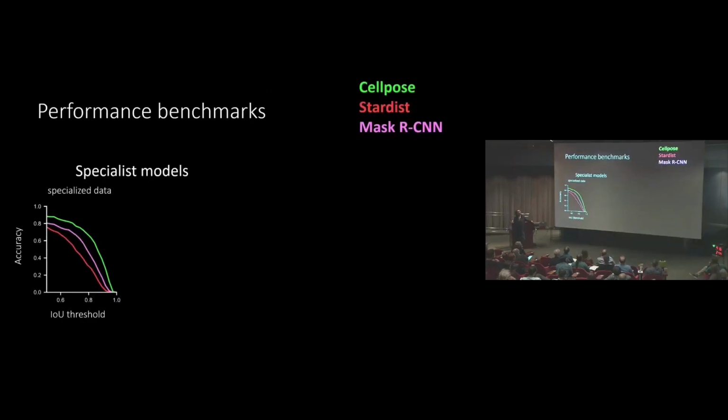Let me quantify this for you first. If we take our specialist models, trained only on one kind of data, and we evaluate them against specialized data, they're doing pretty well here. You can see, at a range of matching thresholds, which is just how well the predicted ROI matches the one in the training set, all these three methods are pretty high up there in their accuracies, and we're doing a little bit better than the other ones. But then when we go to generalized data with this model, now everything just crashes. It just completely doesn't work. It just spits out gibberish because it's never seen images of that kind, so it really doesn't know what to do with them.